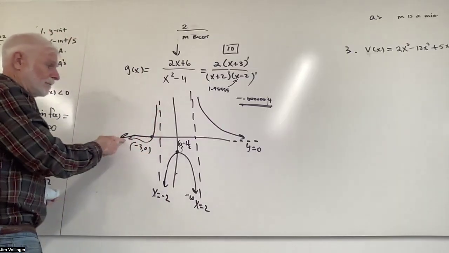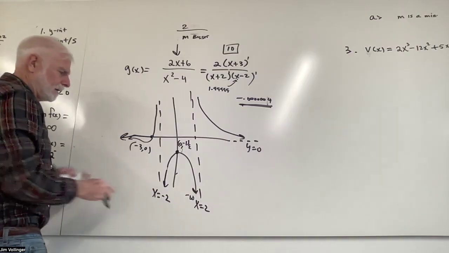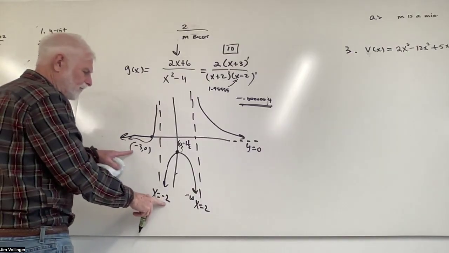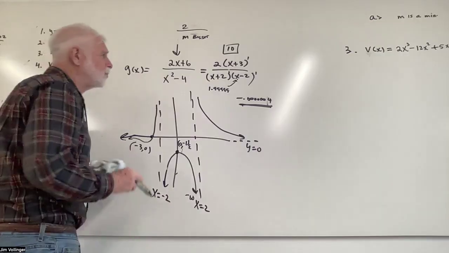And that's awkward. So how are you going to find that? Well, you got to put a number in between -3 and -2. So let's do -2.5.